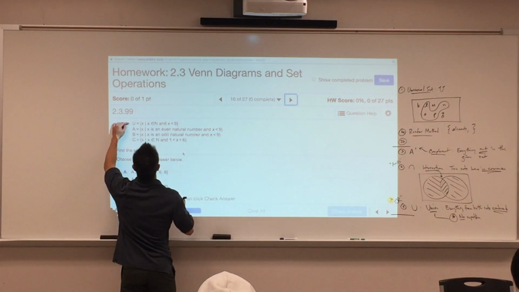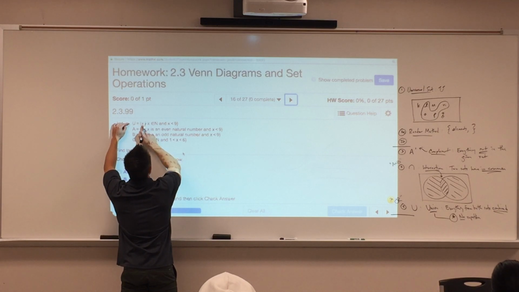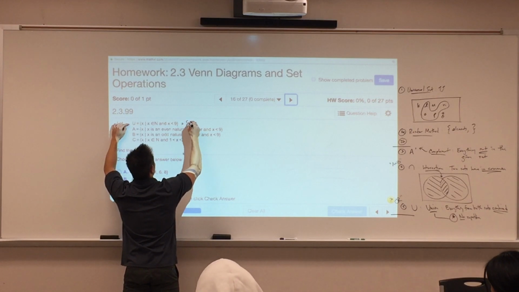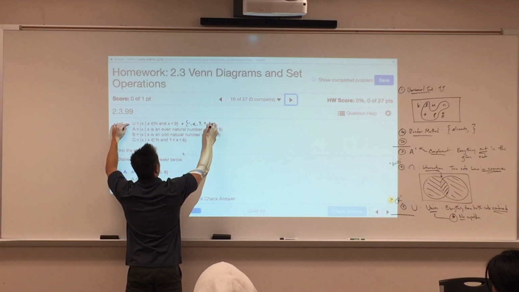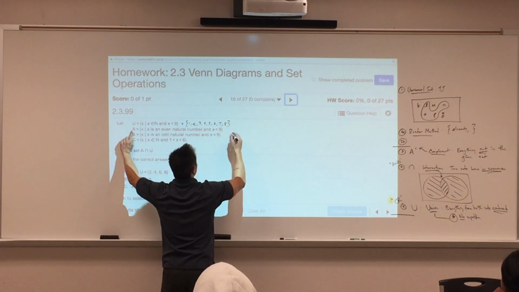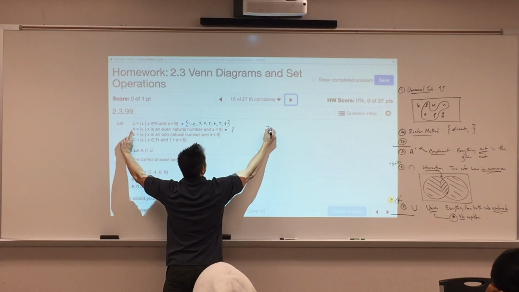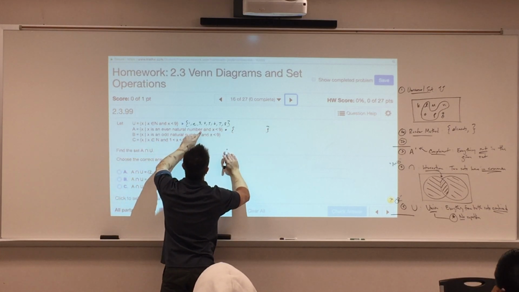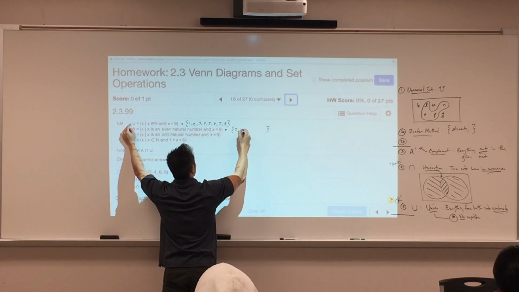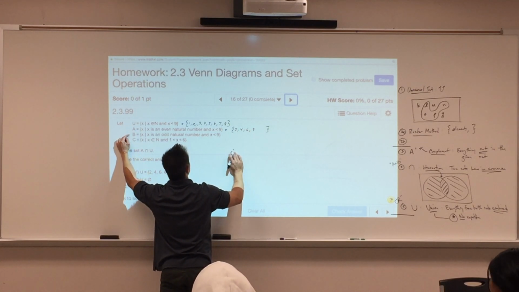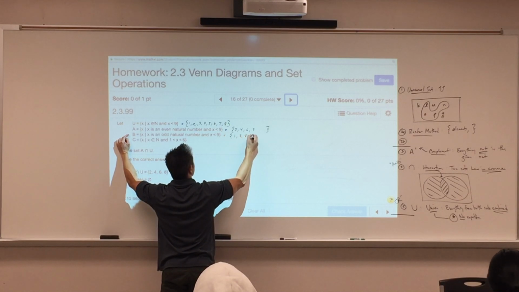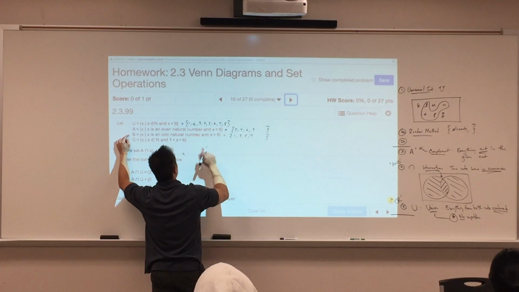So this says the universal set is a set consisting of the natural numbers up to but not including 9. So that would look like 1, 2, 3, 4, 5, 6, 7, 8, but not 9 because they don't put an equal sign. The set A is the set of even natural numbers that are less than 9. Less than 9 because you got to stay within your parameters of the universal set. 2, 4, 6, 8. B is a set of odd natural numbers less than 9. 1, 3, 5, 7, but not 9 because you can't include it.